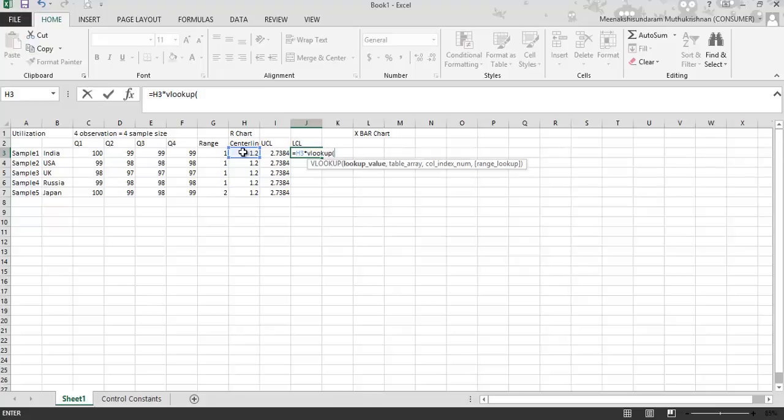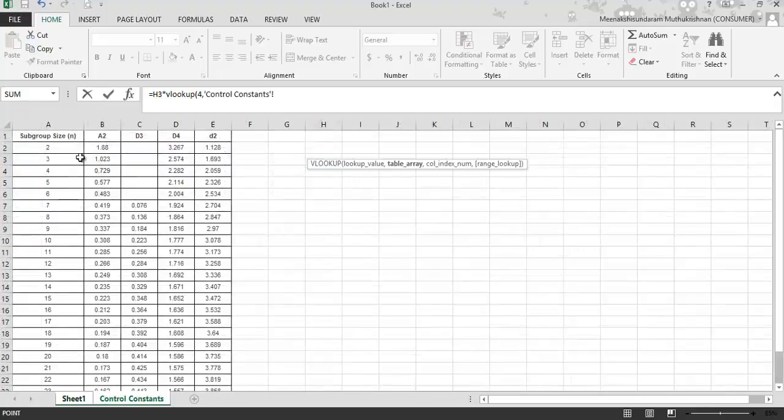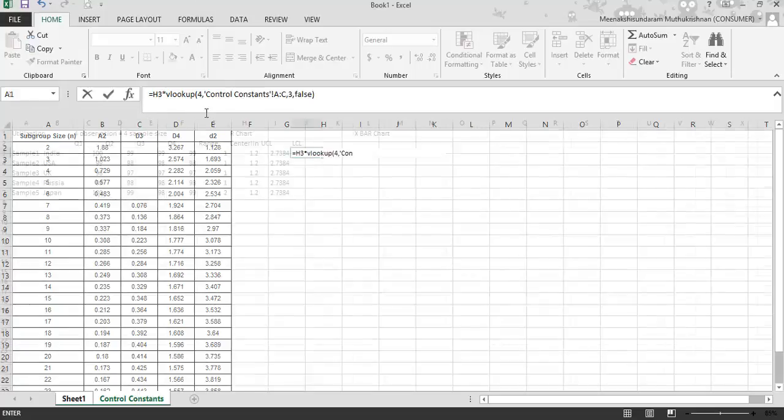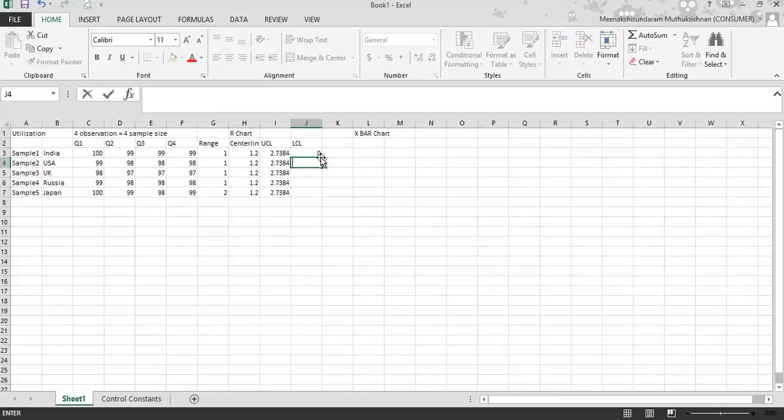VLOOKUP the sample 4 in the constant D3 column. It is actually empty, so it should be 0, so 0 into the central line should be 0. So we can use the same here. Okay, so now we have the R chart.